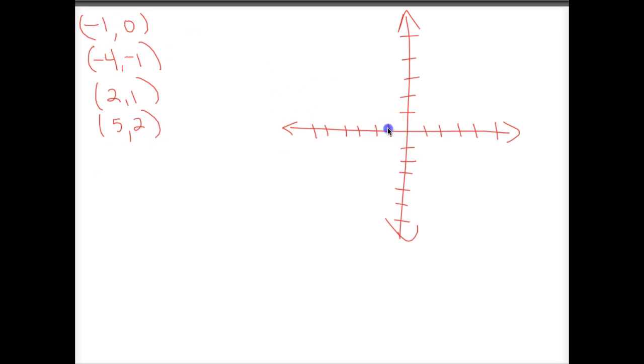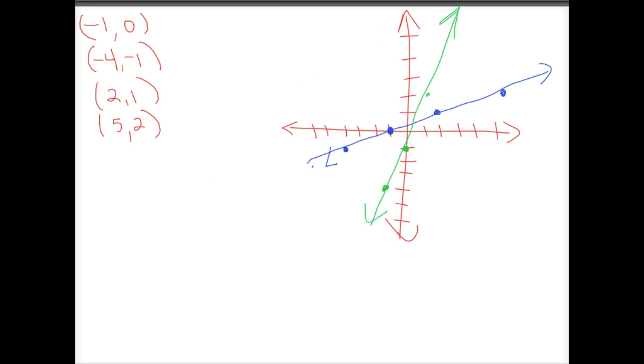So plot them. -1, 0, right here. -4, -1, 2, 1, and then 5, 2. So there's the graph of your inverse. Again, if you look at that graph and look at the graph that's in the book, which I can replicate in a different color here. 1, 2, 3, 4, right here. Something like this. You can see that the property we talked about does exist.